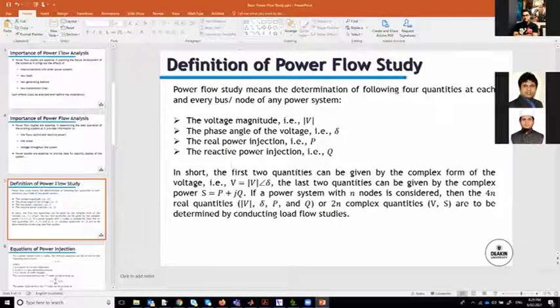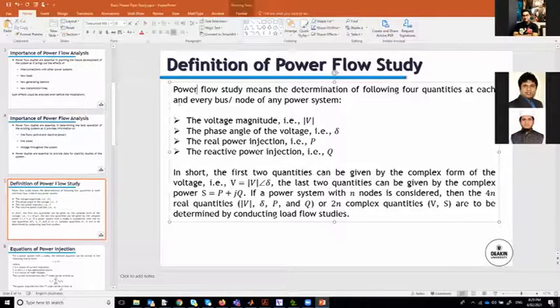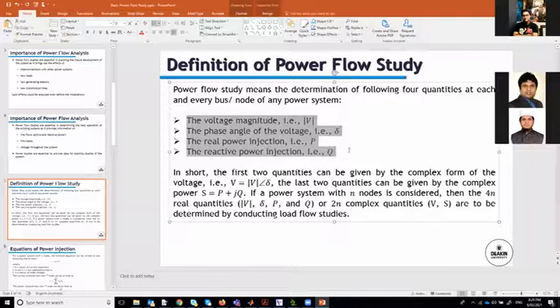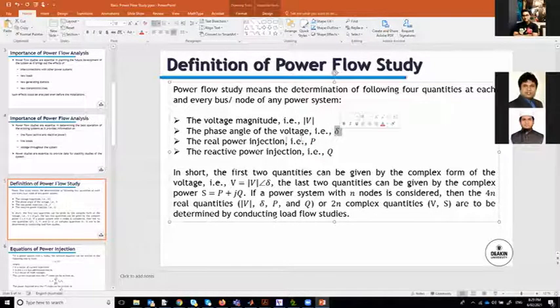And when I say power flow study, now I am going to show you the definition. Through power flow study, we want to know the 4 quantities of all buses in a power network. These 4 quantities are the magnitude of voltage, voltage angle, then real power injection P and reactive power injection Q: V, delta, P, Q. These are the four real quantities, or we can represent them in terms of 2 complex quantities, V and delta, because these are the bus voltage magnitude and angle. So V and delta, we can use as a complex number, V angle delta.